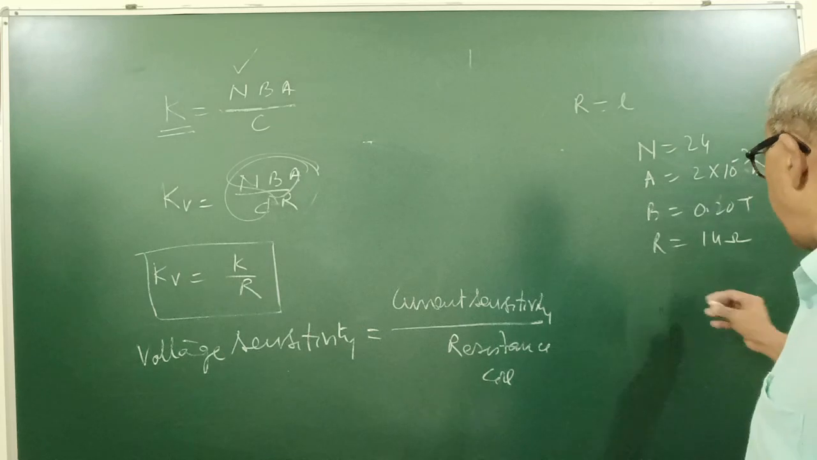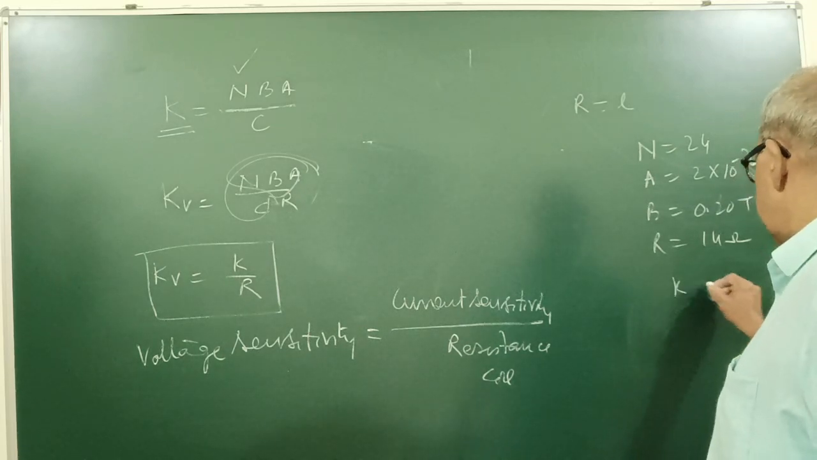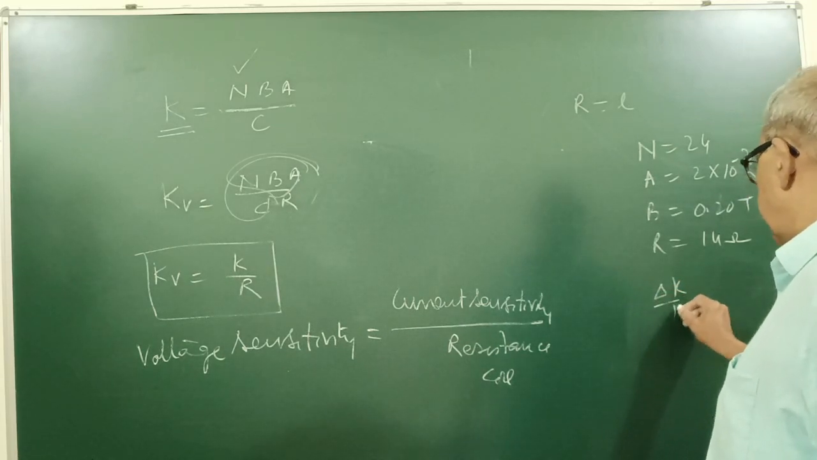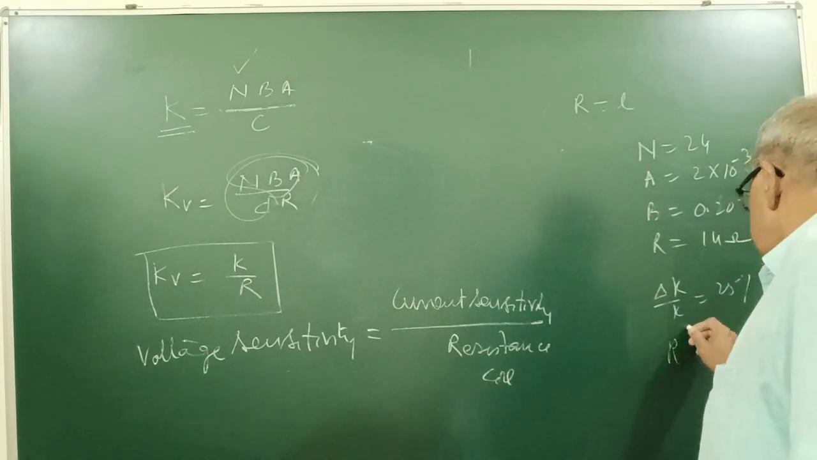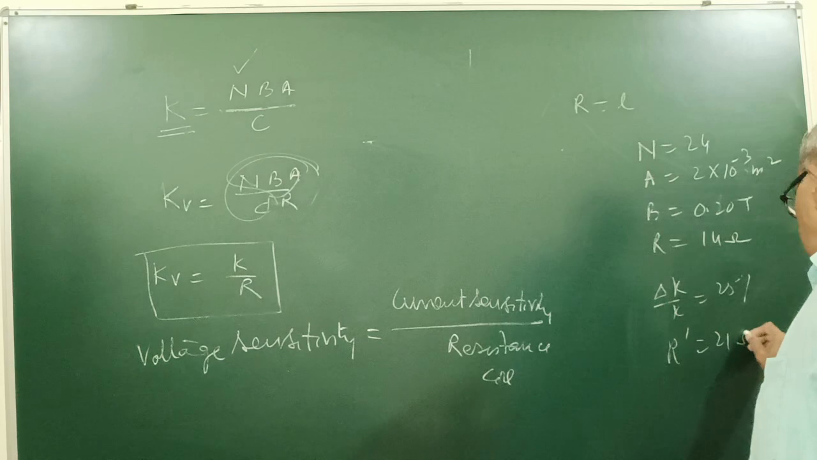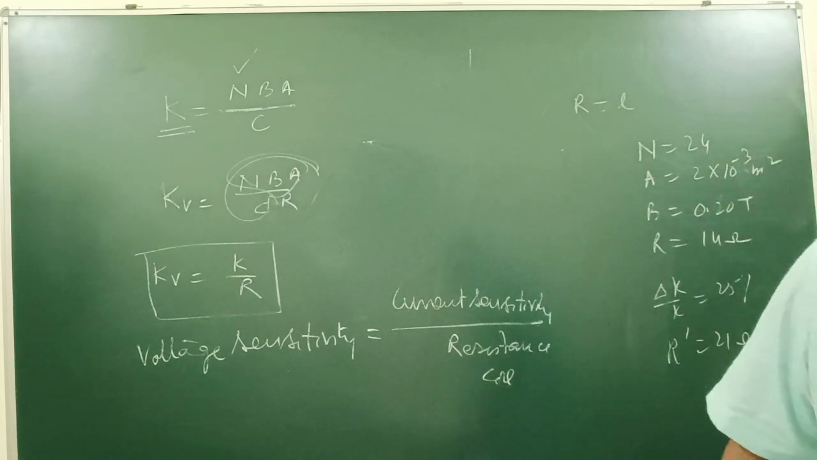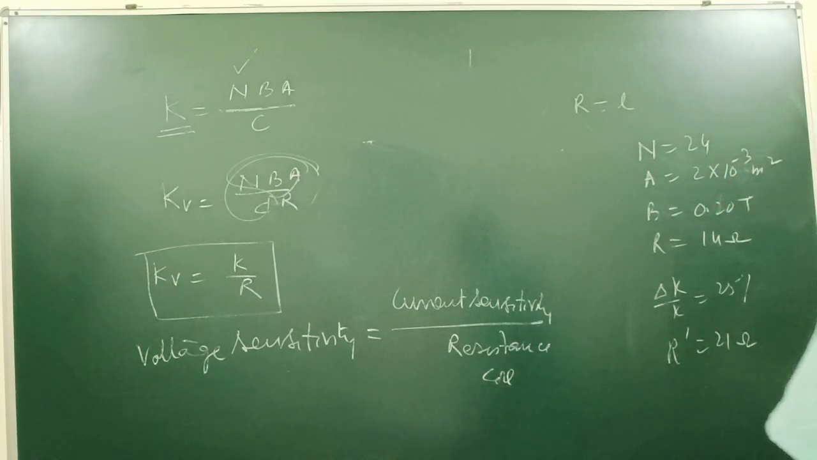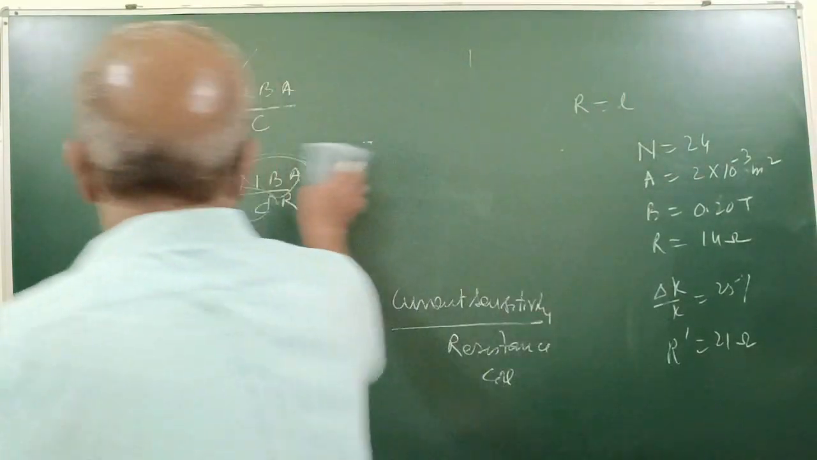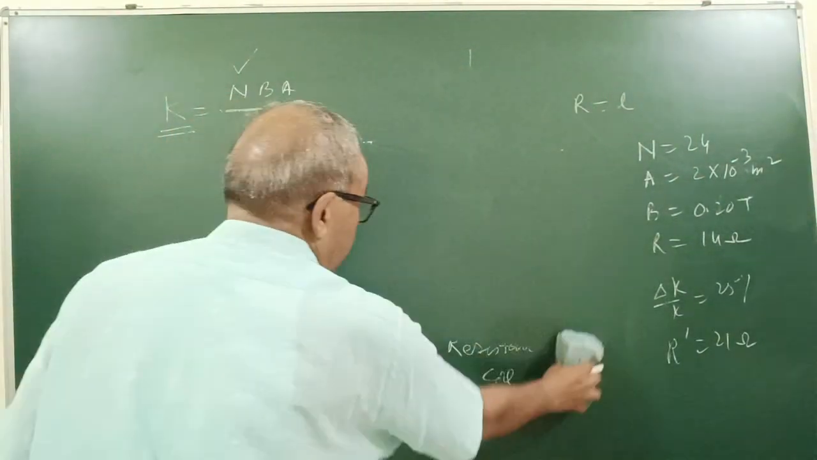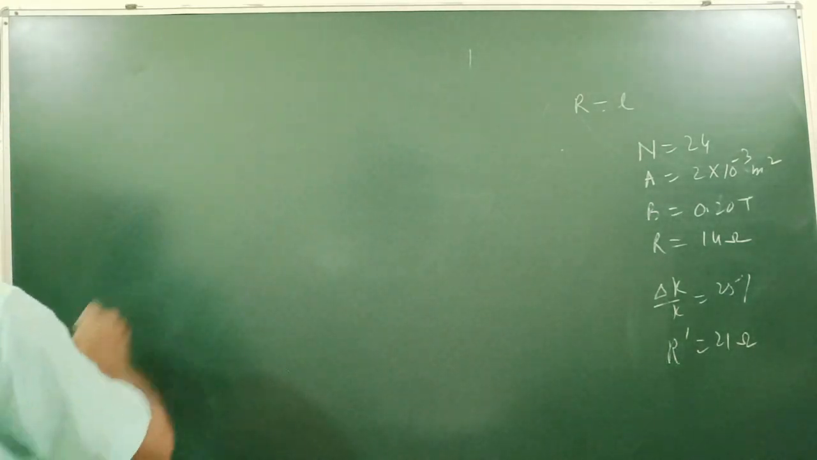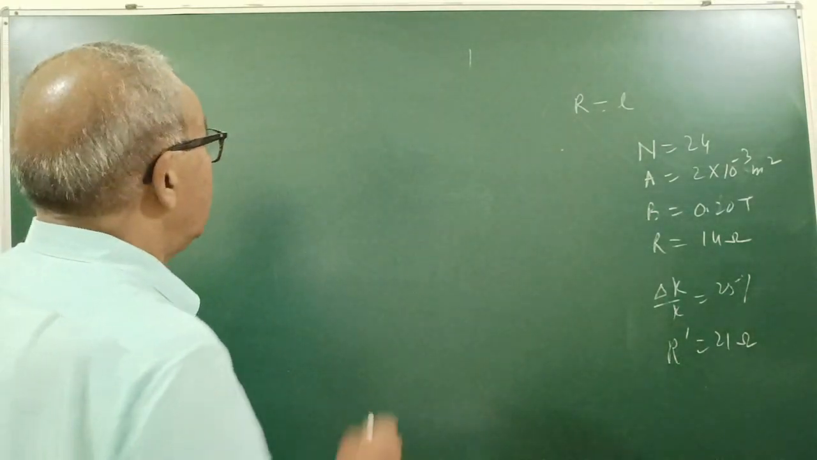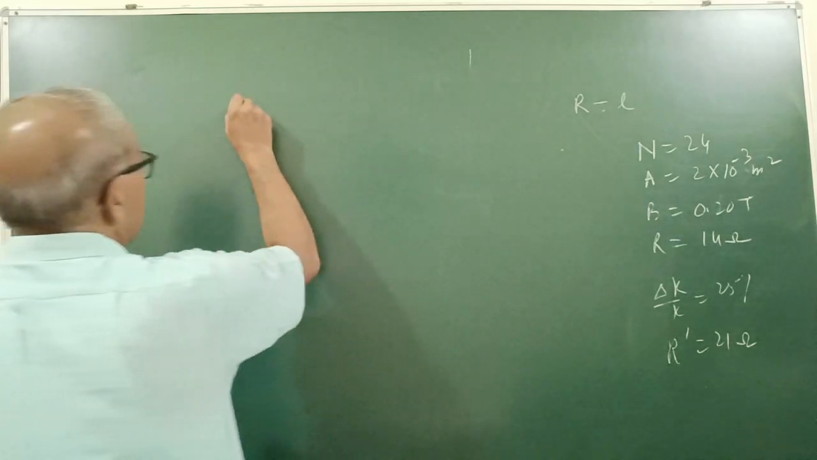Now they say when we increase current sensitivity, delta K upon K is 25%. Resistance R dash becomes 21 ohm. Then how will the voltage sensitivity be affected? So first of all, current sensitivity will increase by 25%. So the simple way is to increase the number of turns.